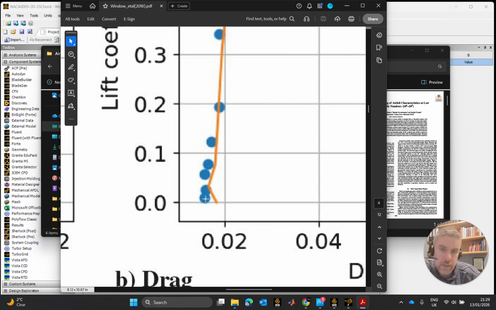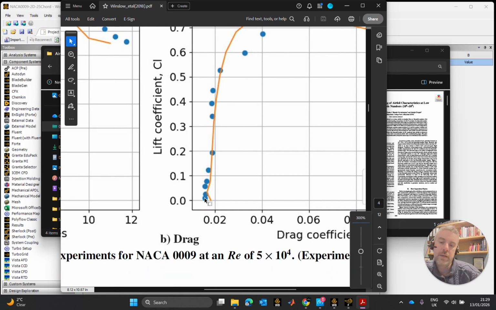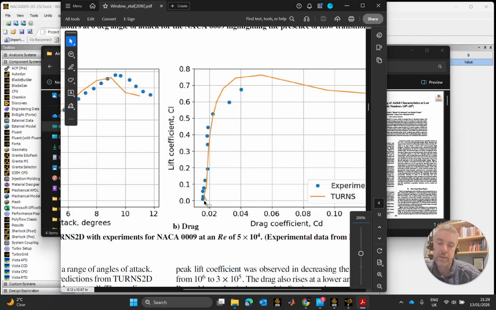And that's what that looks like. It looks like our drag coefficient is right on the money with experimental data, if indeed our lift coefficient can be assumed to be 0. But yeah, that's pretty good.